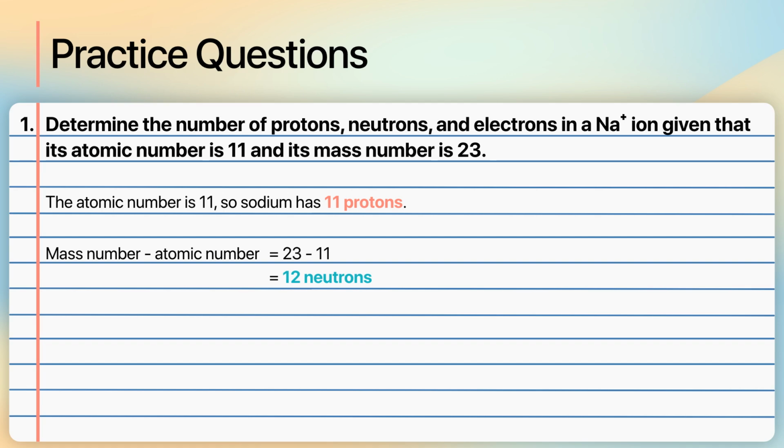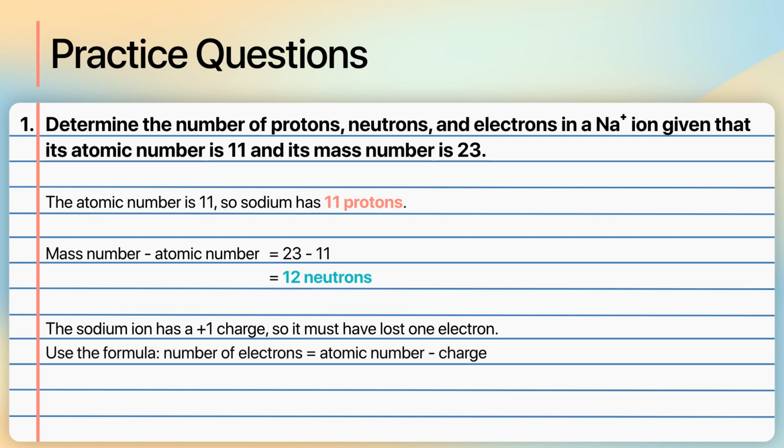Finally, let's look at the electrons. Since the sodium ion has a +1 charge, it has lost 1 electron. Use the formula: number of electrons equals the atomic number minus the charge, which is 11 minus 1, which gives us 10 electrons.